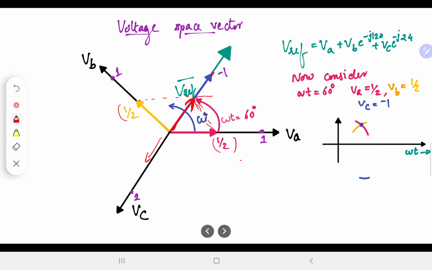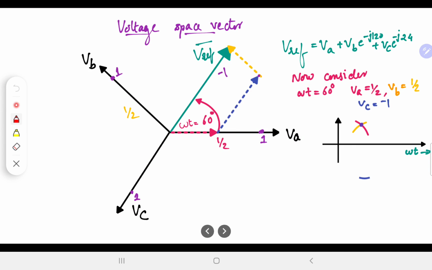Okay, but with half the magnitude. So what would happen? This Vref is in this direction. The A phase contribution is half in this direction, B phase contribution is half in this direction, C phase contribution is 1 in this direction. So the effect of A phase and B phase gives me a vector in this direction, but with half the magnitude as original. So that gives me the sum of these three, this way, then this way, and parallel to this one you have this vector. So I get this Vref.